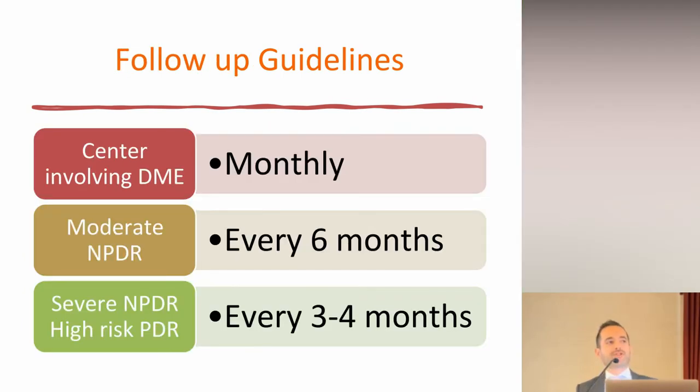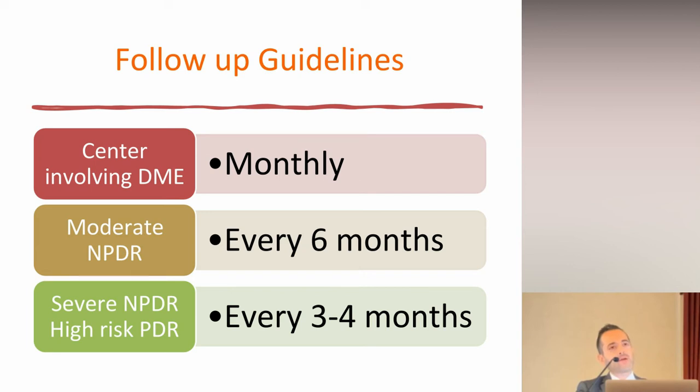Now, what do you do with a patient who already has diabetic retinopathy, and how often do you monitor it? That also depends on the severity of their diabetic retinopathy. If someone has moderate NPDR with no diabetic macular edema, you can watch them every 6 months or so, but as their diabetic retinopathy progresses, the frequency of follow-ups needs to be increased.